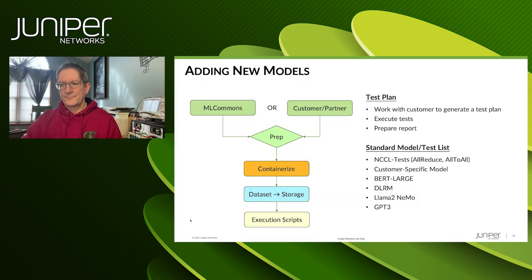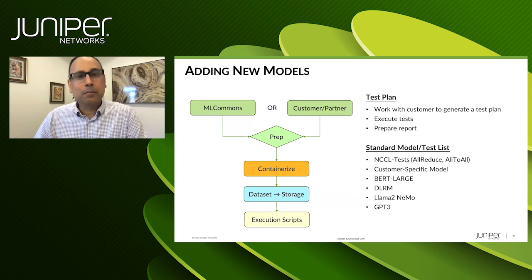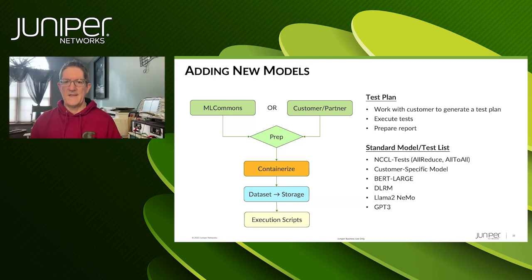Yeah, so in the lab, most of our models come from ML Commons, and so we'll bring those models in. But a customer or partner might also have their proprietary model, like the one I mentioned earlier, and we'll bring those in. We prepare those, and generally, if they aren't already containerized, we'll spend a bit of time containerizing the model. We prefer that they're already containerized, but sometimes they're not. And then, generally with training, there's some data set that comes along with it. We load the data set onto our high performance storage, and then we'll generate the execution scripts that allow us to start up that model and run it with various parameters.